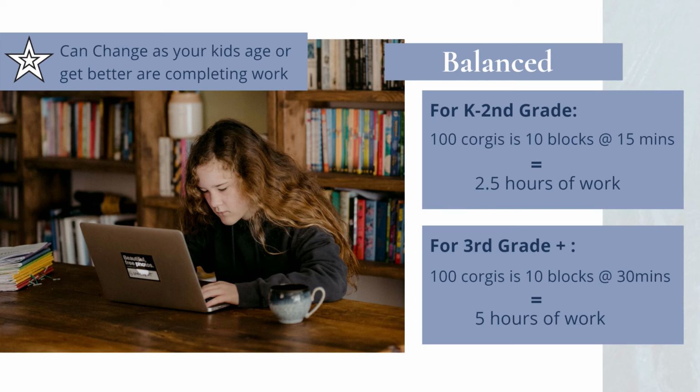If you set your bonus spin value at 100 corgis and you have one child who's between kindergarten and 2nd grade and they earn 100 corgis, that's the equivalent of 10 blocks if each of their blocks is worth 15 minutes of work. This would then equal 2.5 hours of work to get a spin, an appropriate amount for a 2nd grader. If you have another child who's in 4th grade, that same 100 corgis they need to get a spin is also 10 blocks. But each of those blocks are 30 minutes, meaning they need to do 5 hours of work in order to get a spin. 2.5 and 5 hours of work are appropriate for both age groups.